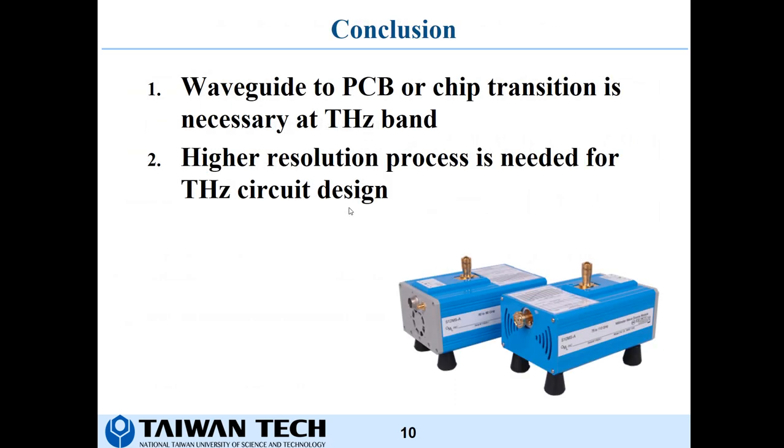Due to the frequency extension module of terahertz equipment, there is no high frequency coaxial cable and connector. So the waveguide to PCB or chip transition is necessary at the terahertz band. And the second thing is that as the frequency rises up to the terahertz band, the wavelength becomes relatively short. It means the designable area is very limited, and it would be especially challenging for modern PCB processes. Therefore, a high resolution process is needed for terahertz circuit design, and it will remain a future topic how to design a high performance circuit using a low cost compact PCB process at the terahertz band.